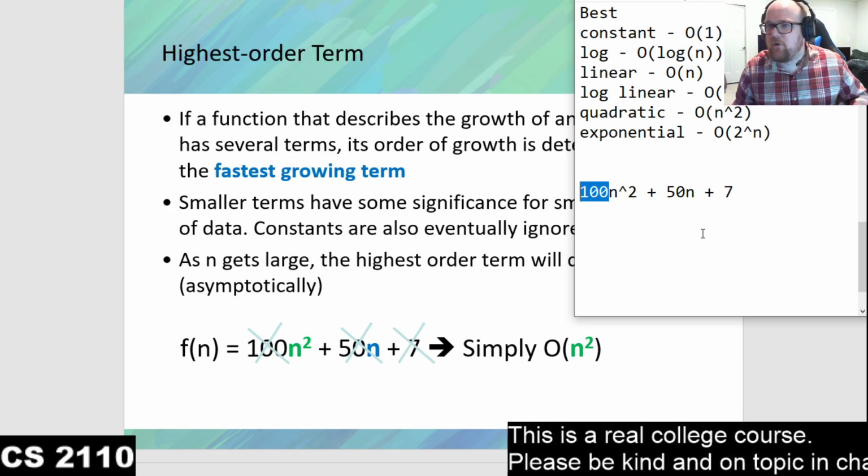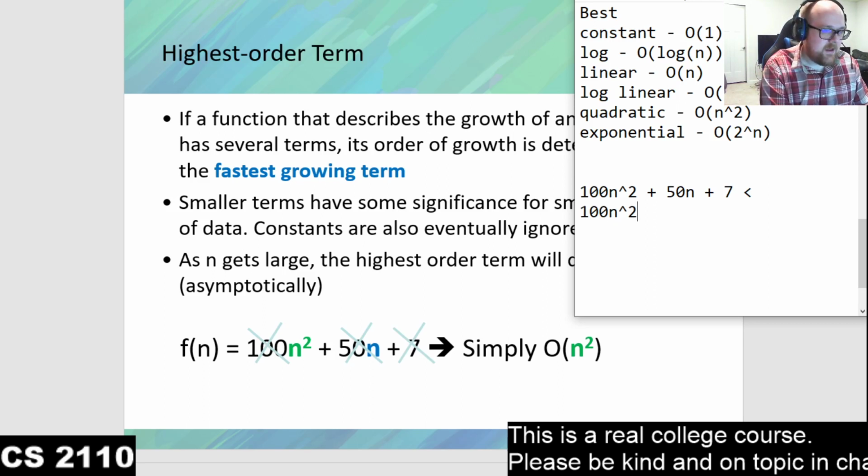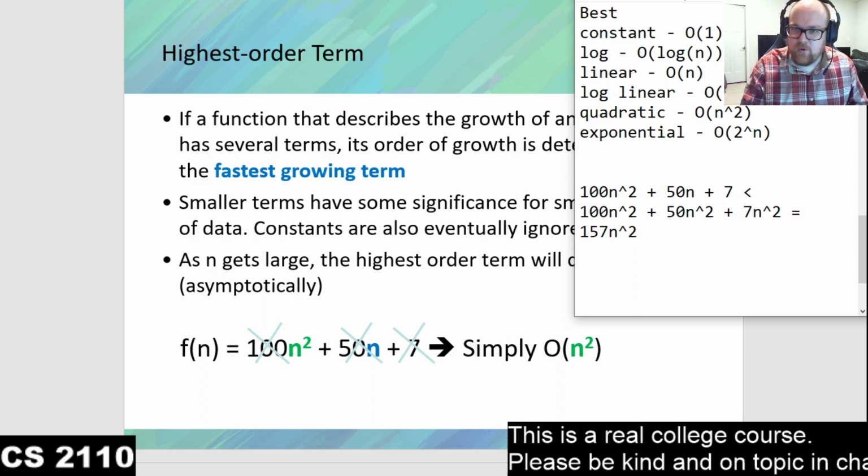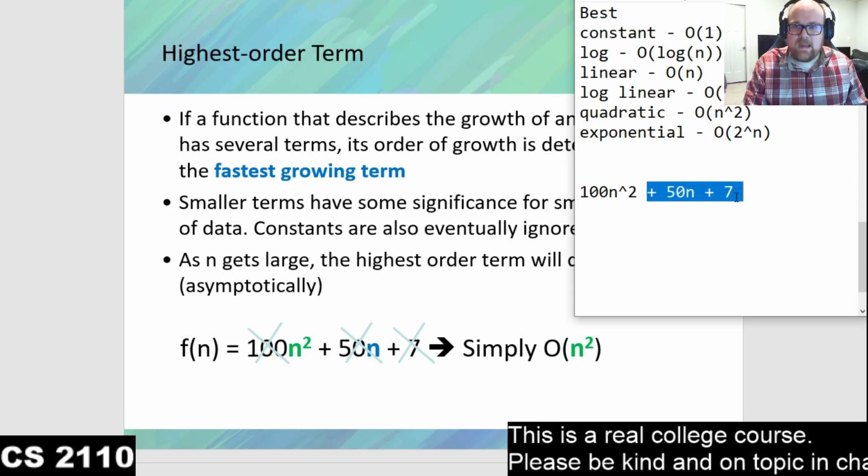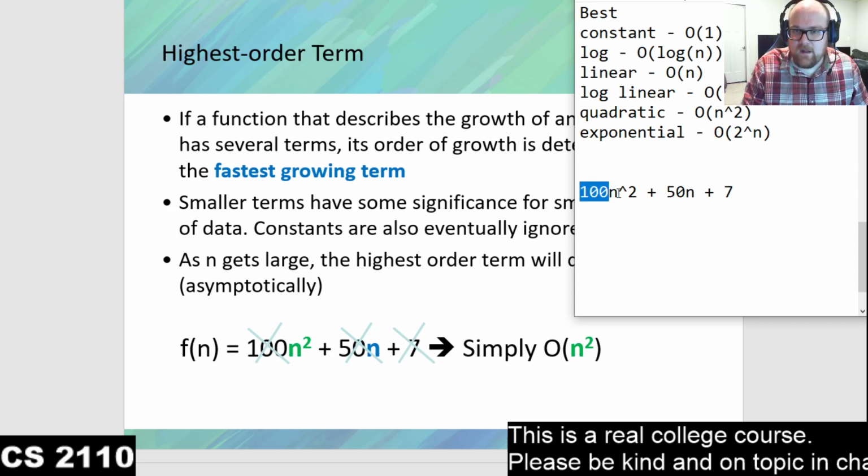Now, there's a mathematical proof I can show you. What it would be saying is that this is less than 100n squared plus 50n squared plus 7n squared for any n greater than 1, and that this would be equal to 157n squared. And this would be a more mathematical proof. But the short version is, if you see this function, mentally block out these two. We don't really care about the constant. This is O of n squared.